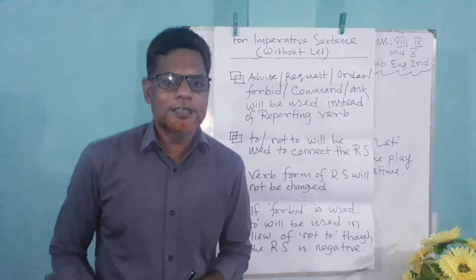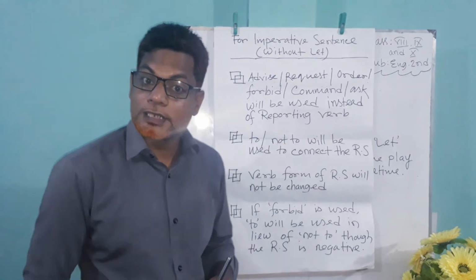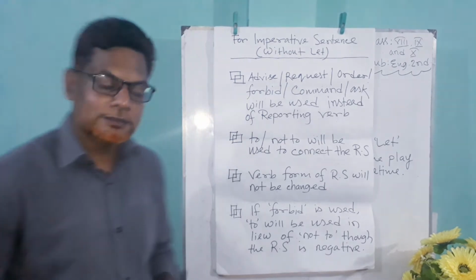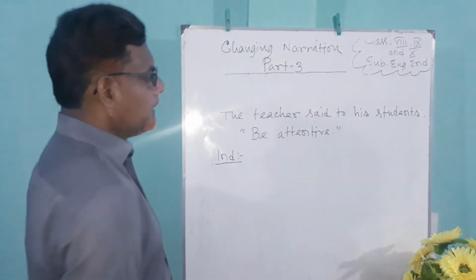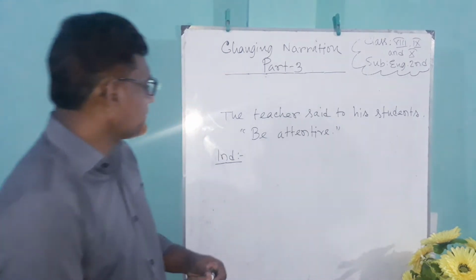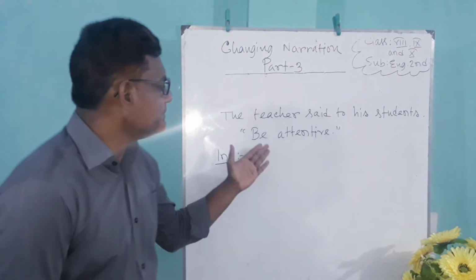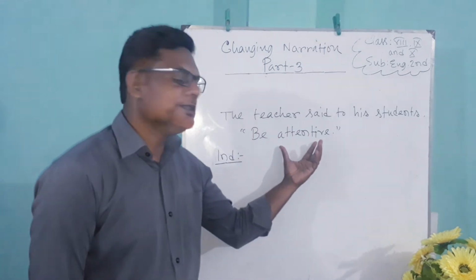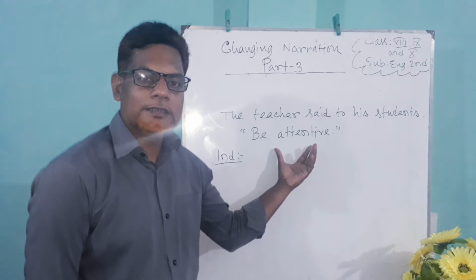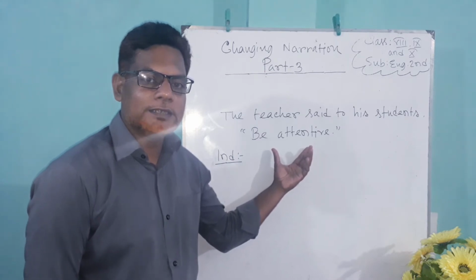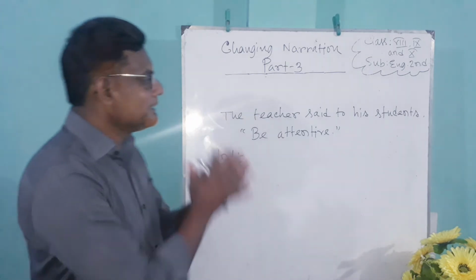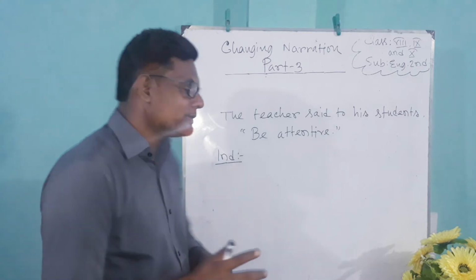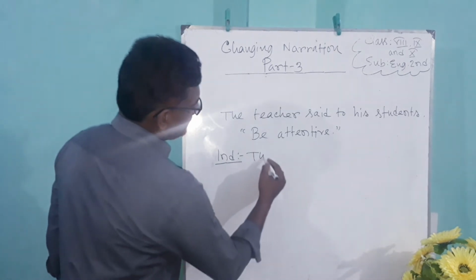Now I will show you an example of how to change the direct narration to indirect if the sentence of the reporter's speech is imperative without let. Dear students, look at the example. The teacher said to his students, be attentive. You can see the sentence of the reporter's speech is be attentive, it's imperative, and in this imperative, let is not used. Now, how can we change the direct narration to indirect? First of all, we have to write the subject of the reporting verb. The subject is the teacher.